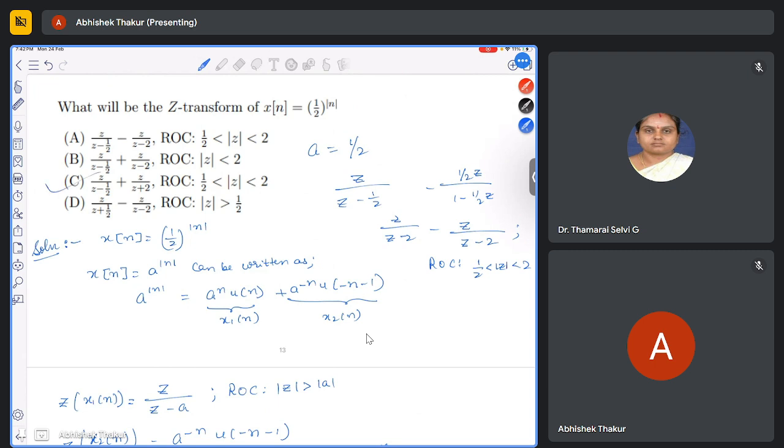So option C is the correct answer. Sorry, option A is the correct answer here because the sign is plus in option C. Option A is the correct answer for this question.